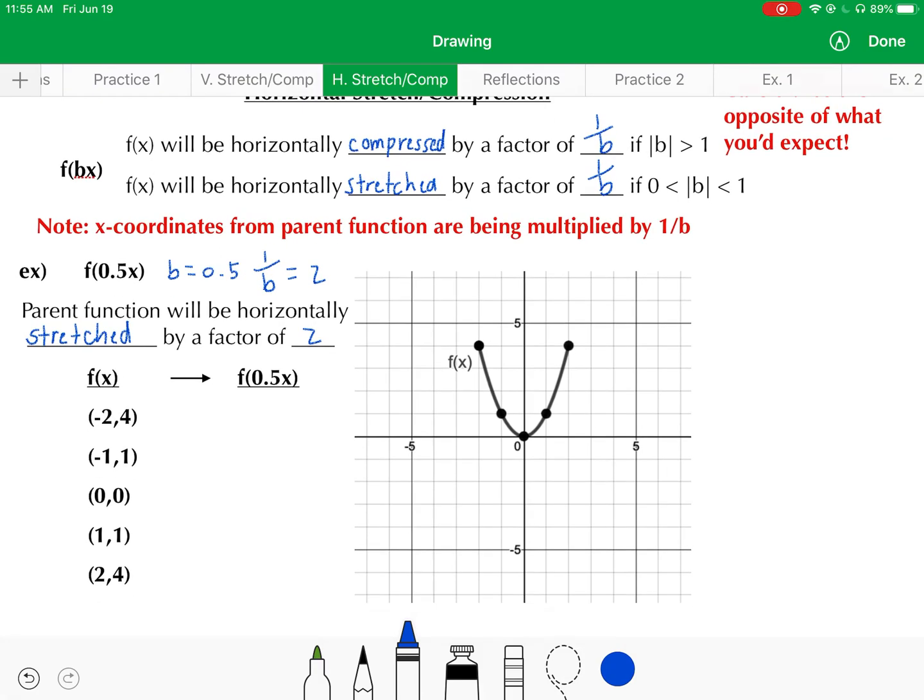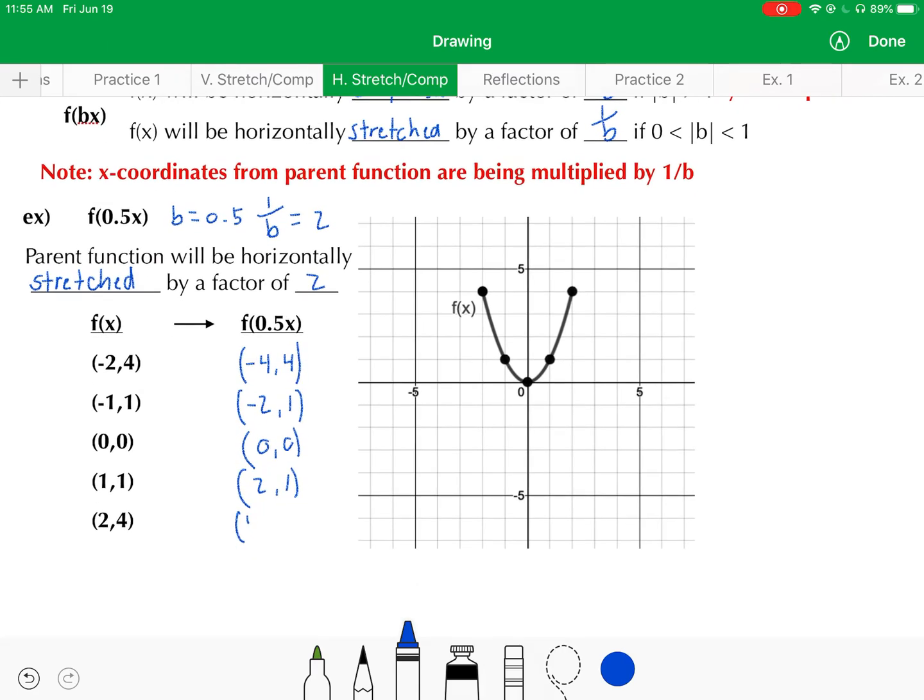Okay, so that means all of our x coordinates are getting doubled from the original parent function. So negative 2, 4 is going to become negative 4, 4. Negative 1, 1 will become negative 2, 1. 0, 0 is going to stay put. 1, 1 is going to become 2, 1. 2, 4 is going to become 4, 4. Okay, go ahead and plot all those.